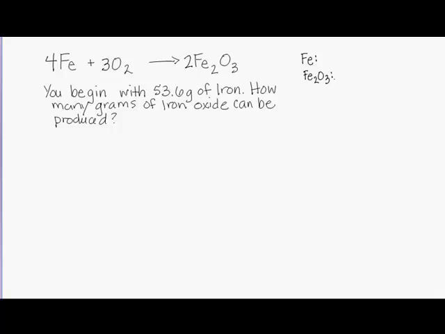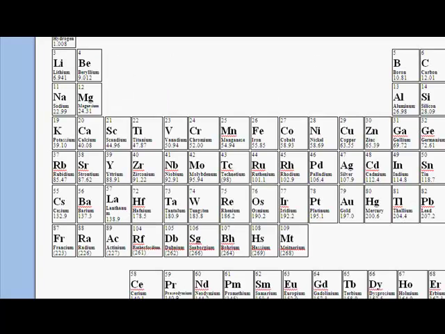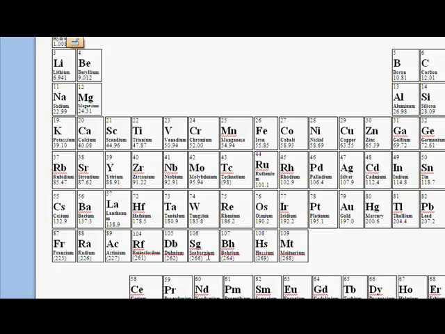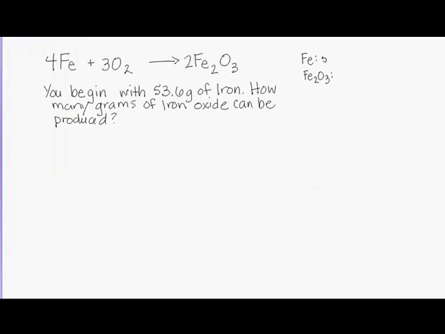To find the molar mass of an element, we can simply look at the periodic table. Here we have the periodic table, and we look and see that iron is here in the middle, and it has a molar mass of 55.85. Our units on molar mass are grams per mole.